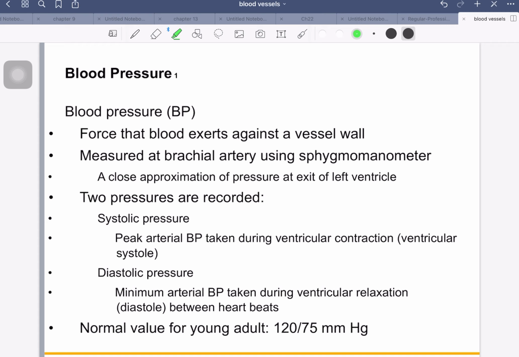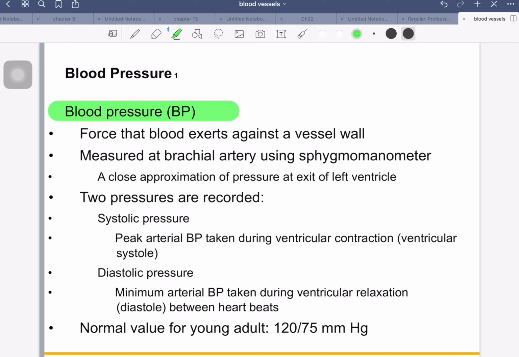Let's talk a bit about blood pressure, or BP. Now, blood pressure, as the name indicates, is a pressure. So this is the force that's exerted against the vessel wall. And we typically measure blood pressure at the brachial artery on the left side. So we get a close approximation of the pressure at the exit of the left ventricle.